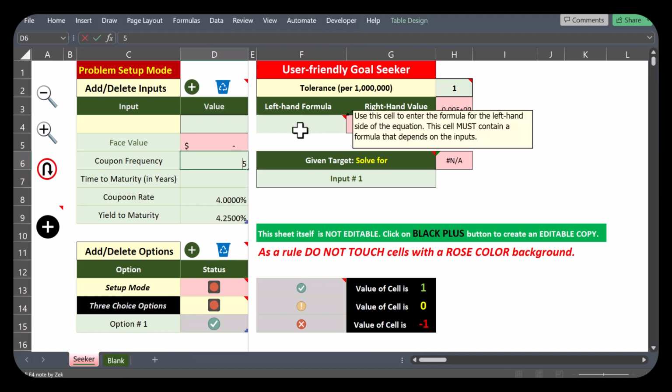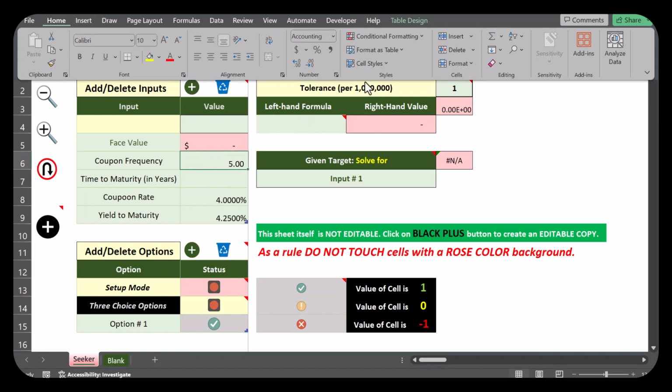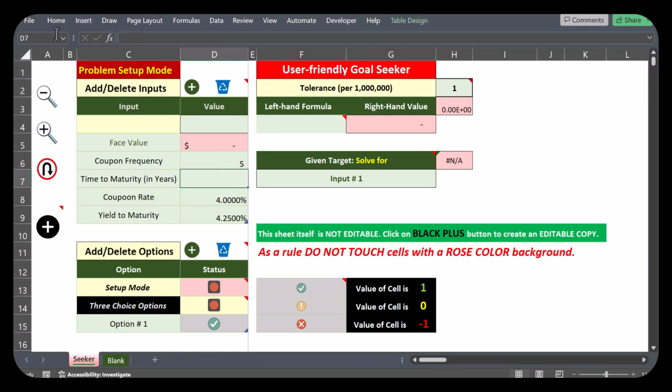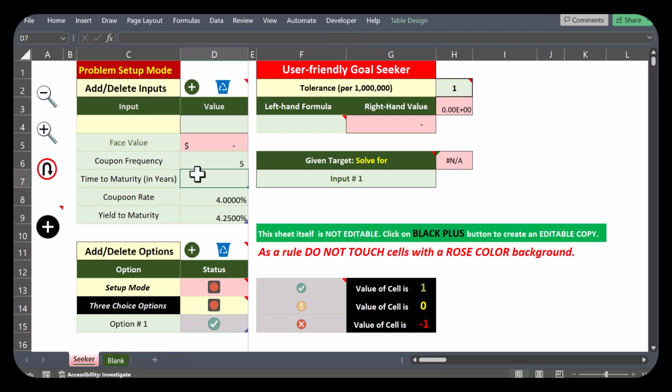Now let's take out the digits. Time to maturity, it can be decimal, so I'm just going to give 2 of them. So let's say 10, and face values, my favorite number, 10,000.